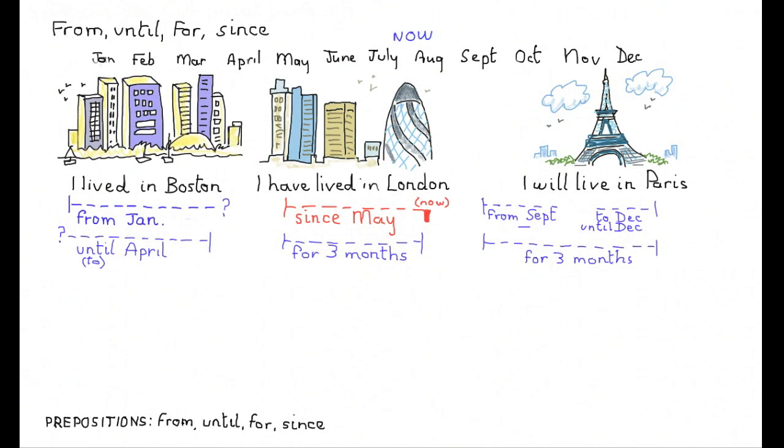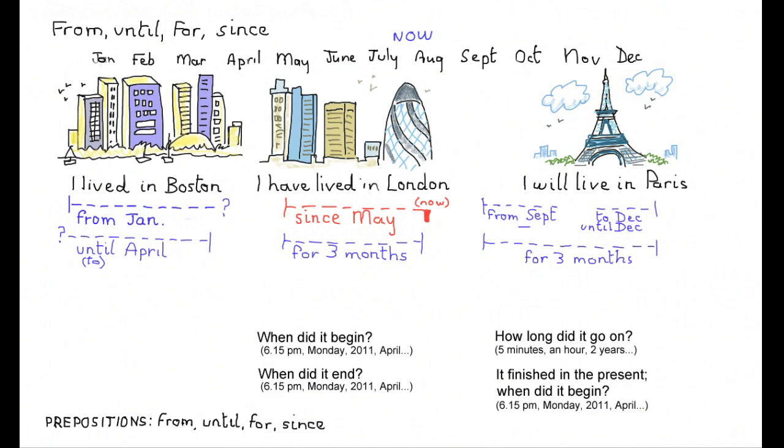Now just to conclude, here is a little chart. When did it begin? So that specifies the time, 6:15 or Monday or 2011 or April. So they're all going to be from. And the other end, when did it end? Well, if we say from, then we can here say to or until. How long did it go on? Here we use the phrase for a period of time, for 5 minutes, for an hour, for 2 years.